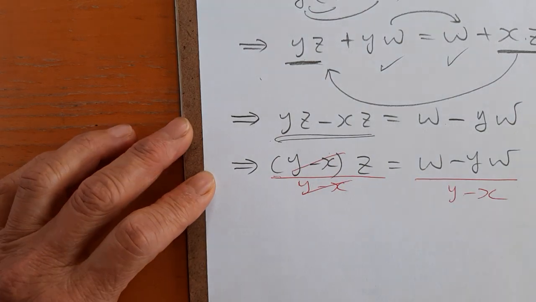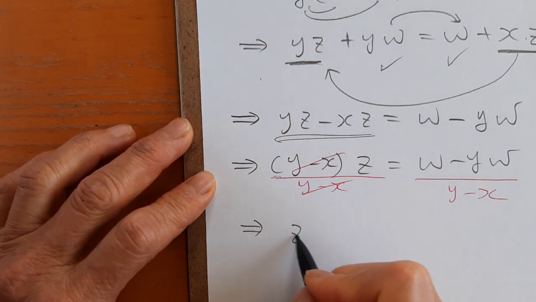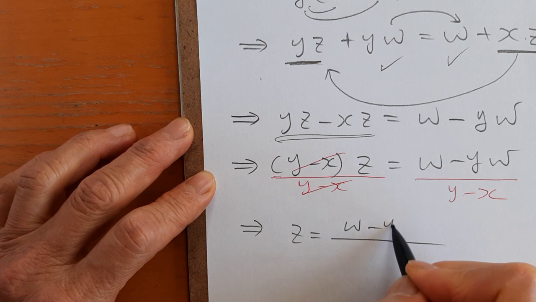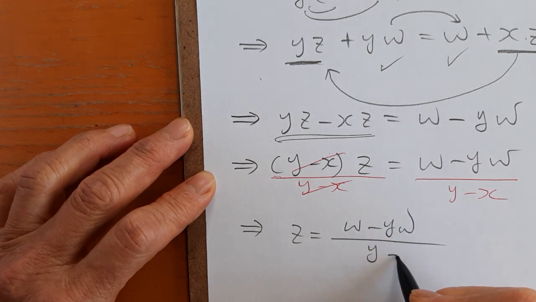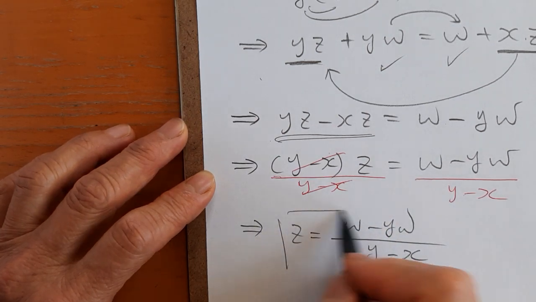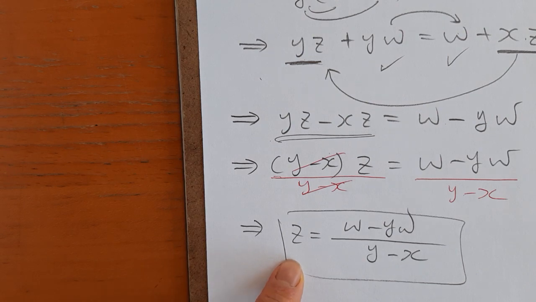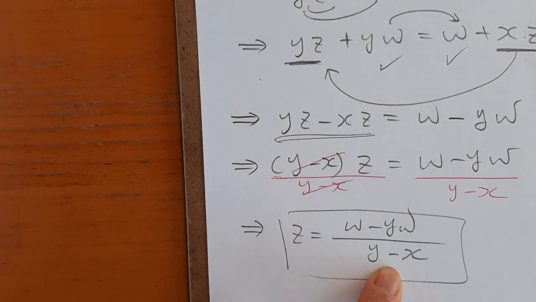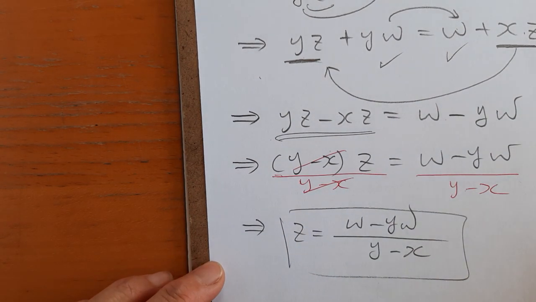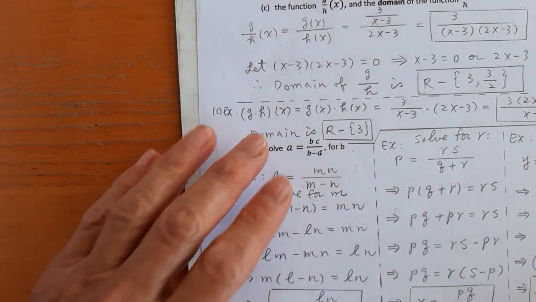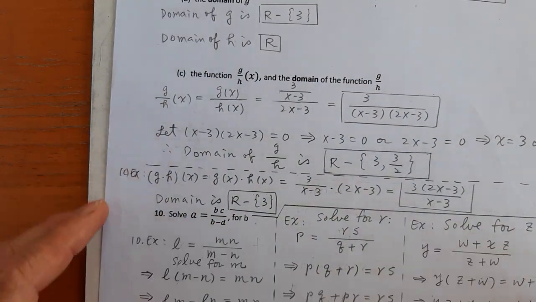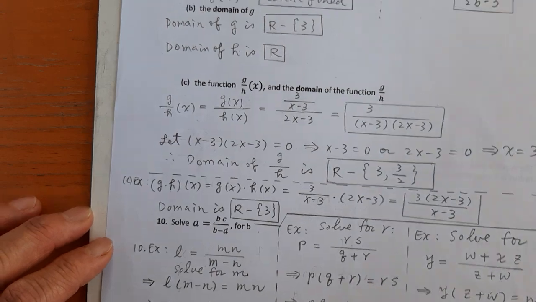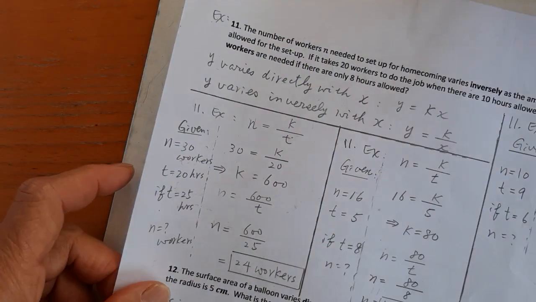Cancel and solve for z. So z equals (w minus yw) over (y minus x). Solve for z, with only z on one side and no z on the other side. That's solving for the literal formula, solving literal equations. That's question 10. Question 11.